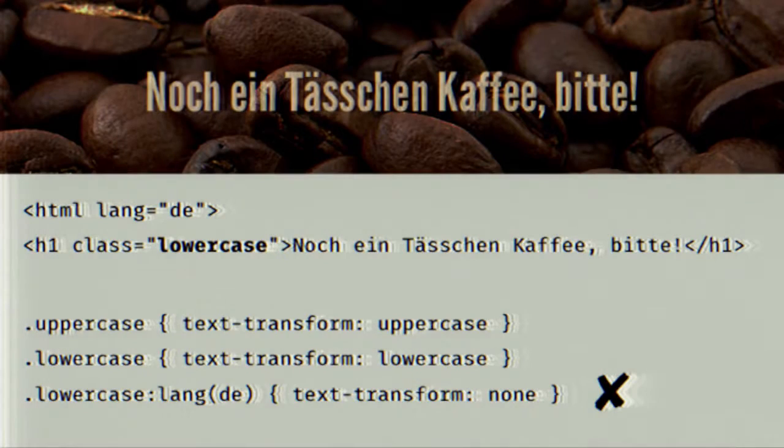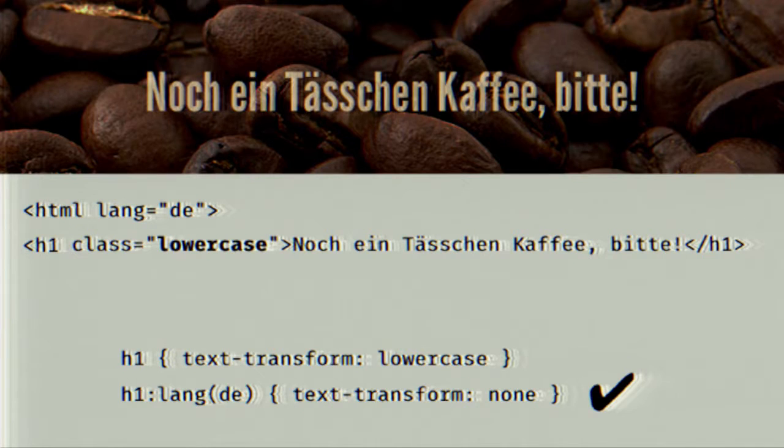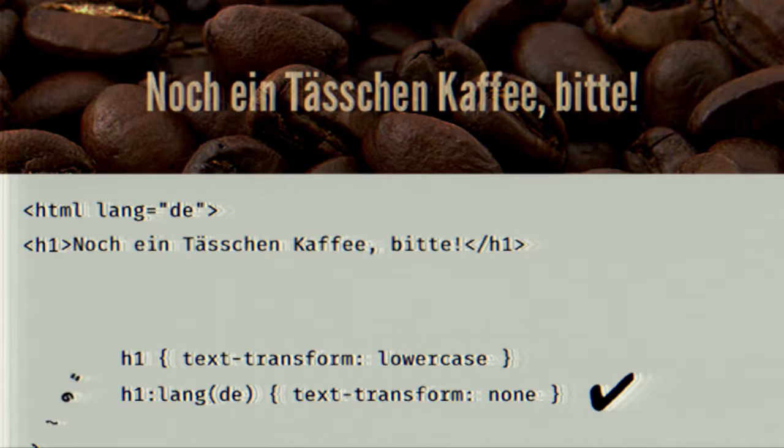But this is wrong. Why? Because, where is it? Whoops, that's wrong. Here in the markup it says lowercase, but it does not appear in lowercase. So it's a mismatch. So presentational markup is from hell. It should be like this. You can style the heading and then say, okay, in German you don't do the text transform for headings. Works fine. And you don't need those classes anymore.